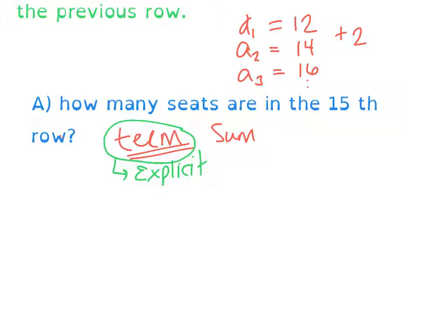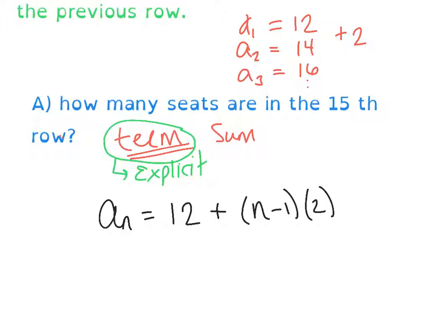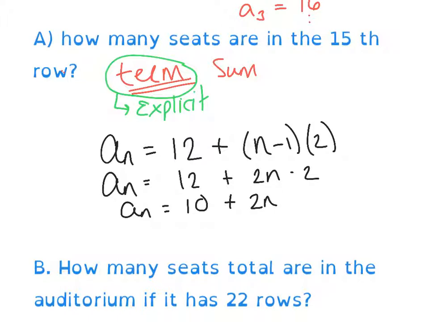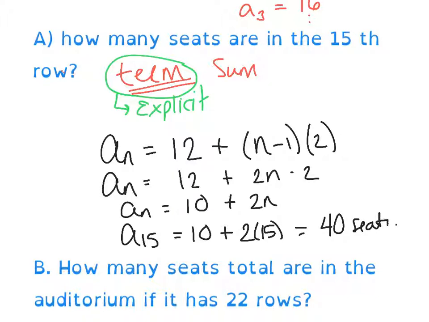So pretty straightforward from yesterday, I hope. A sub n equals A sub 1, which is 12, plus n minus 1 times the difference, which we said is 2. So you are free to clean that up. So I would say that's 12 plus 2n minus 2. So that's 10 plus 2n. And if I want A sub 15, or the 15th row, I'm literally just plugging in the number 15 into all my n's. So A sub 15 should get me 10 plus 2 times 15, which is 10 plus 30. So I would say that there are 40 seats in that 15th row.